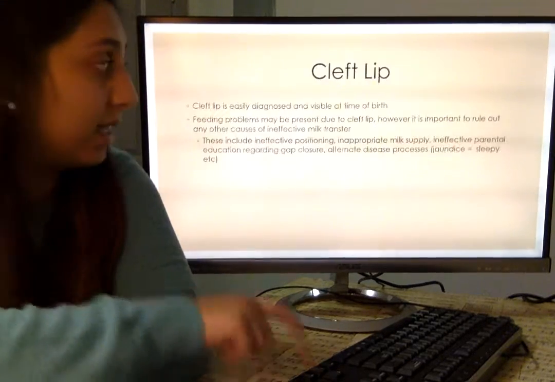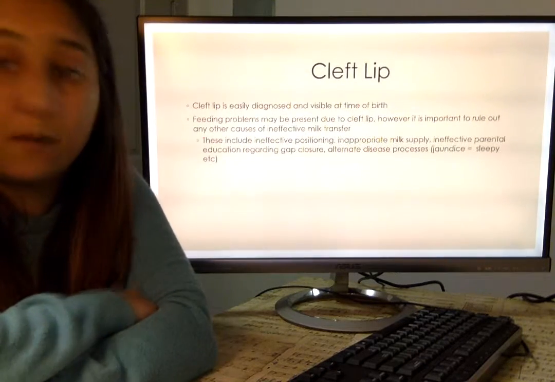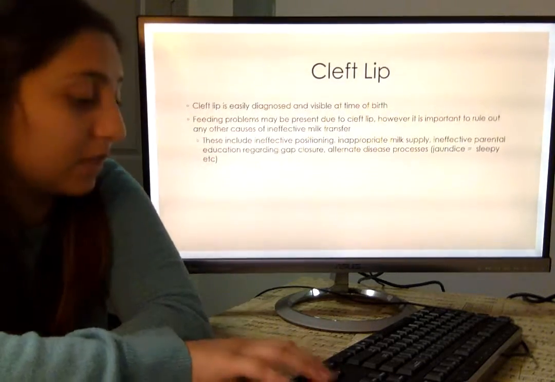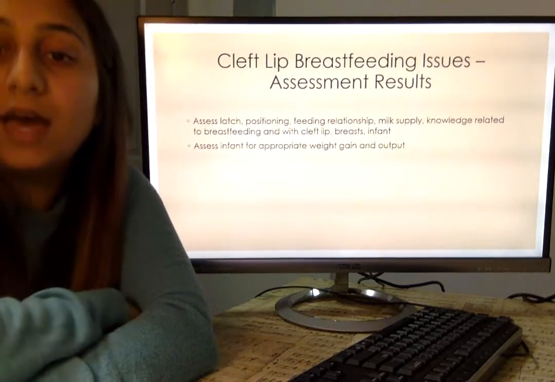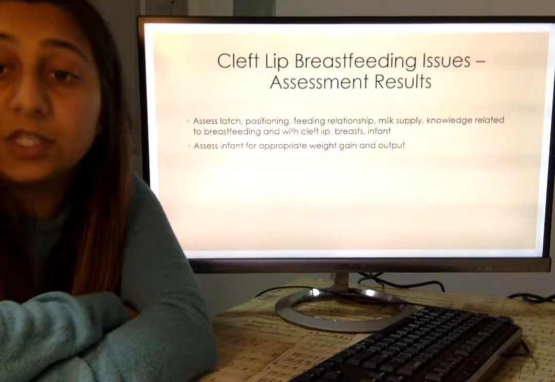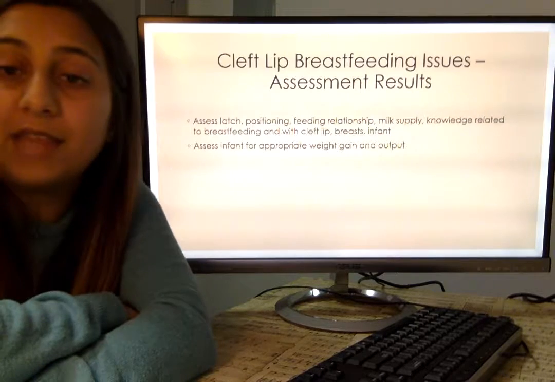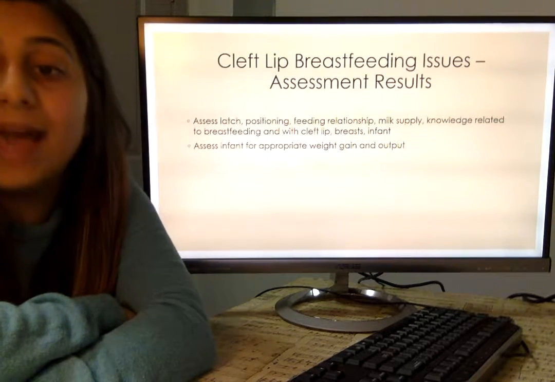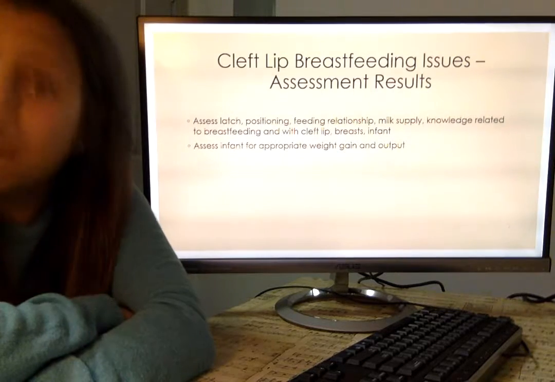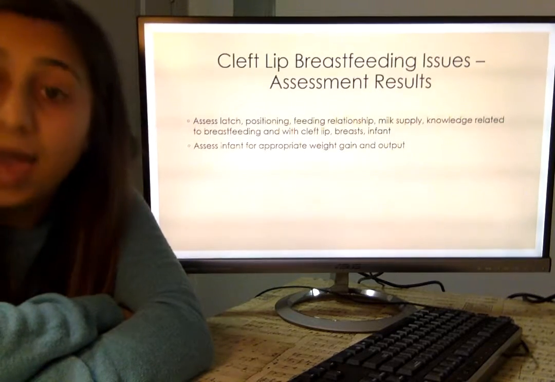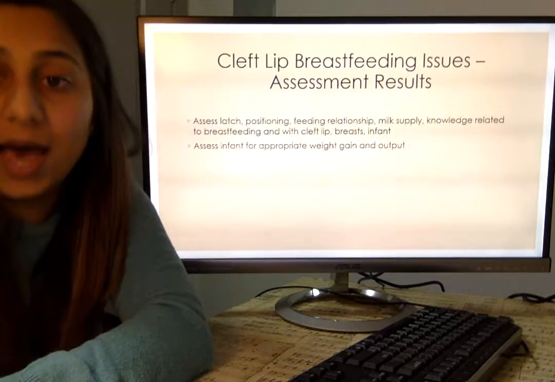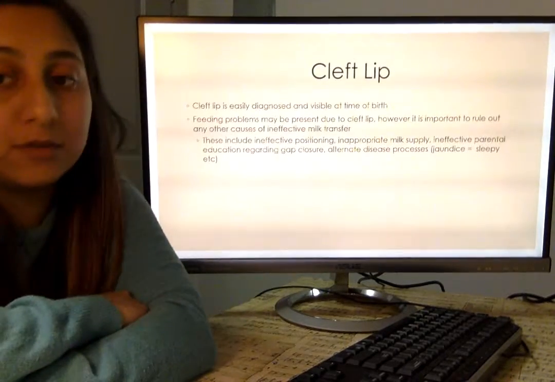Now, cleft lip. For breastfeeding issues, we're going to assess the latch, positioning, feeding relationship, the milk supply, the knowledge related to breastfeeding, and with cleft lip, we're going to look at the breasts, and we're going to look at the infant. And we're going to assess the infant for appropriate weight gain and output. For cleft lip, it's easily diagnosed at birth.